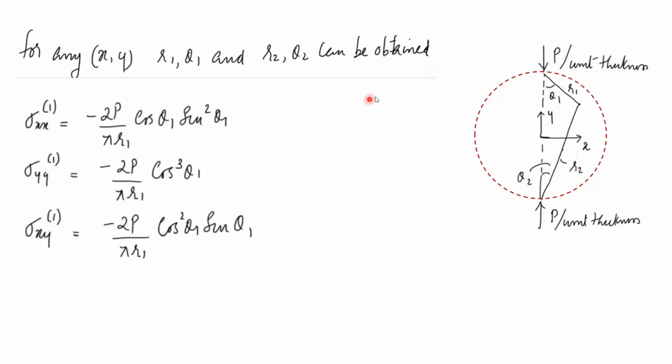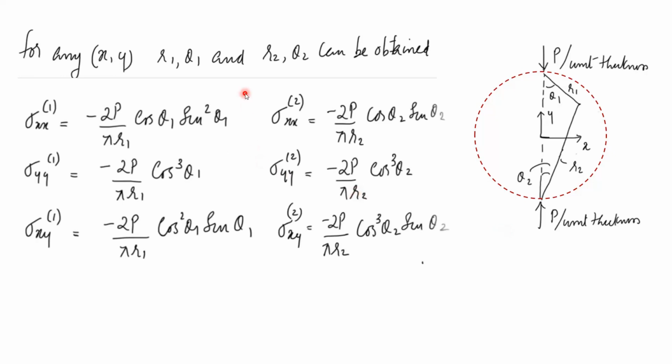From the first Flamant problem, you have the Cartesian components of stress as given here. Again, please note the angle is measured from the y-axis, so correspondingly there will be some change in the form of these equations. From the second Flamant problem, you will have the Cartesian components of stress as shown here. And at this point, you will have both these stresses present. Now let us look at what happens on the boundary.